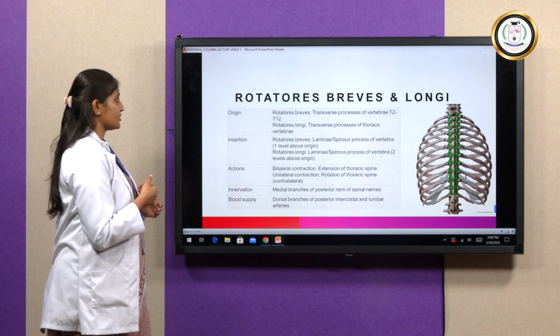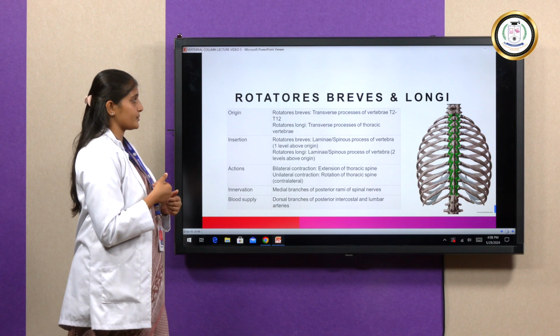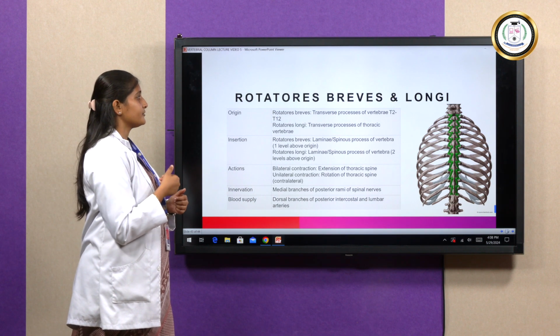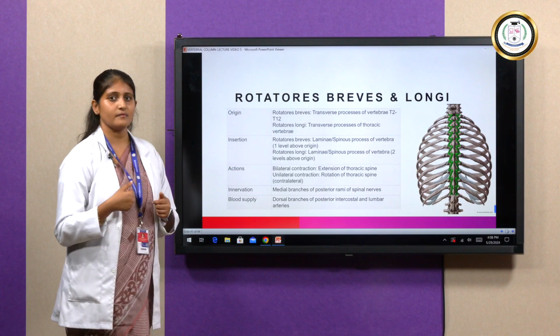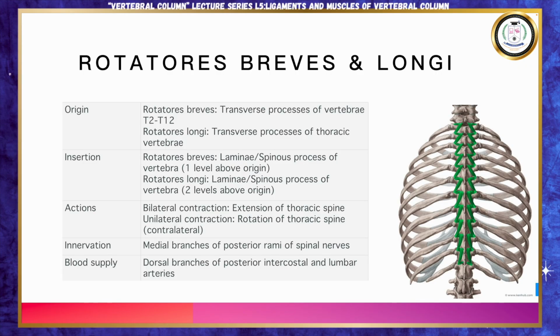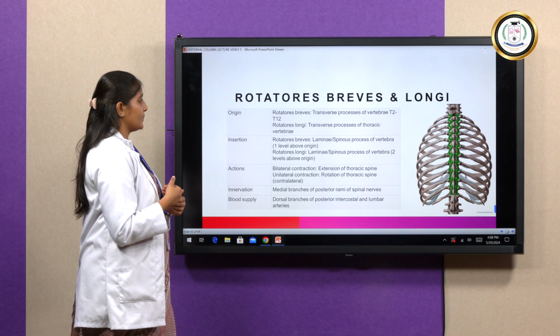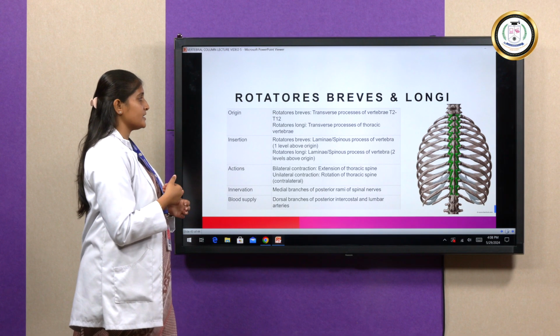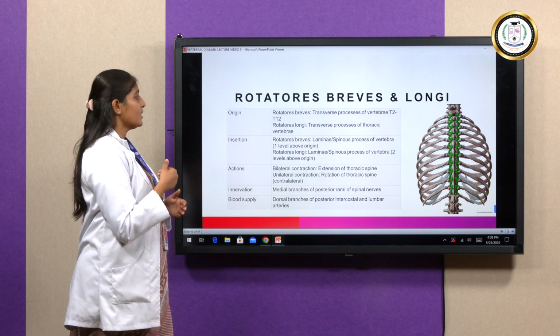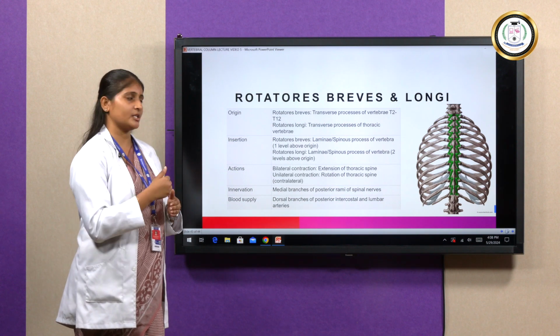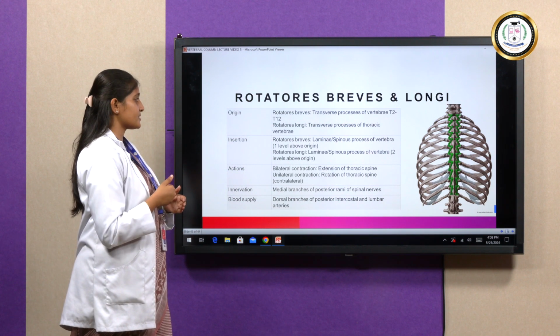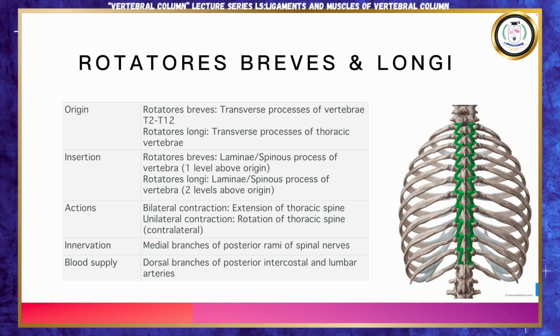Next, we have the last muscles, rotatores brevis and rotatores longi. Rotatores brevis originates from the transverse process of vertebra from T2 to T12 and rotatores longi originates from the transverse process of thoracic vertebra. Brevis gets inserted over the lamina or the spinous process of the vertebra one level above the origin, and longi gets inserted over the lamina or spinous process 2 levels above the origin.